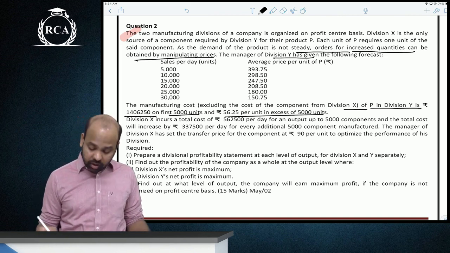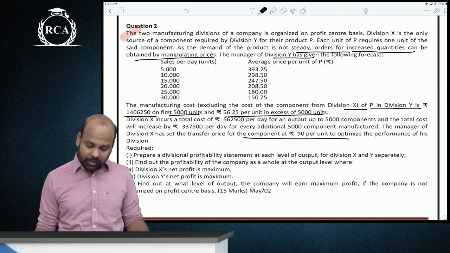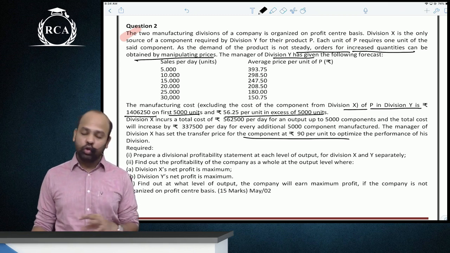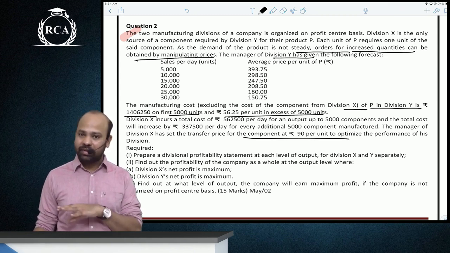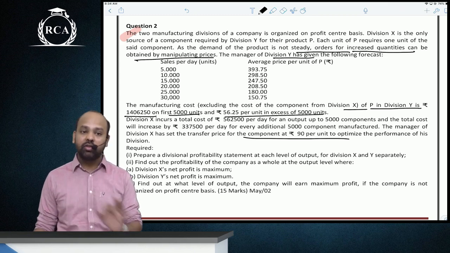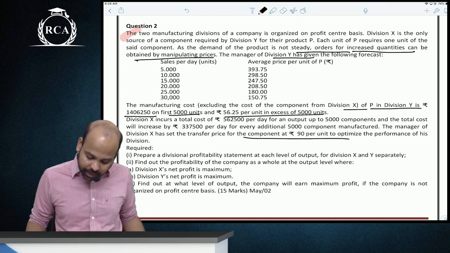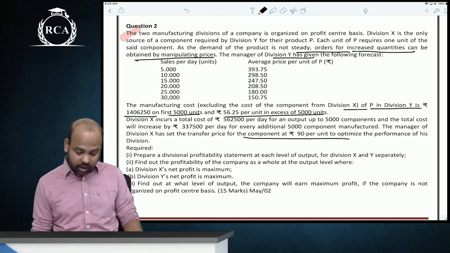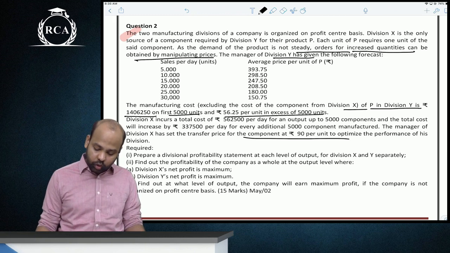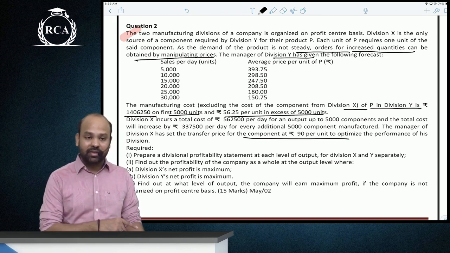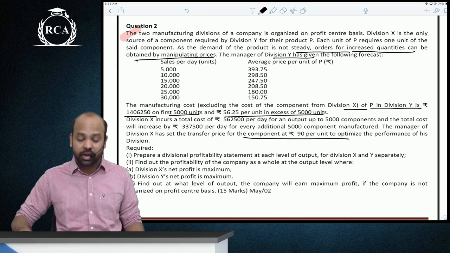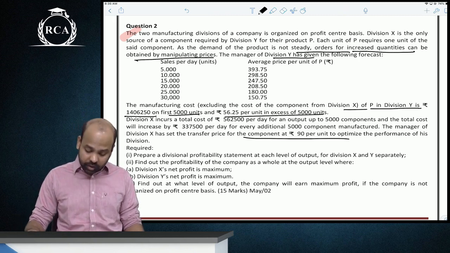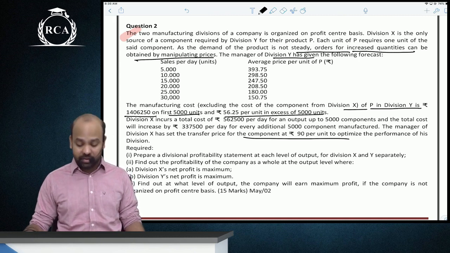Division X has set a transfer price of 90 rupees to optimize the performance of its division. So no questions asked, do not use your brain on how they arrived at 90 rupees. It is not relevant. The transfer price is 90 rupees. You are required to prepare a divisional profitability statement at each level of output for divisions X and Y separately. Find out the profitability of the company as a whole at the output level where division X's net profit is maximum, and where division Y's net profit is maximum. Also find out at what level of output the company will earn maximum profit if the company is not organized on a profit center basis.